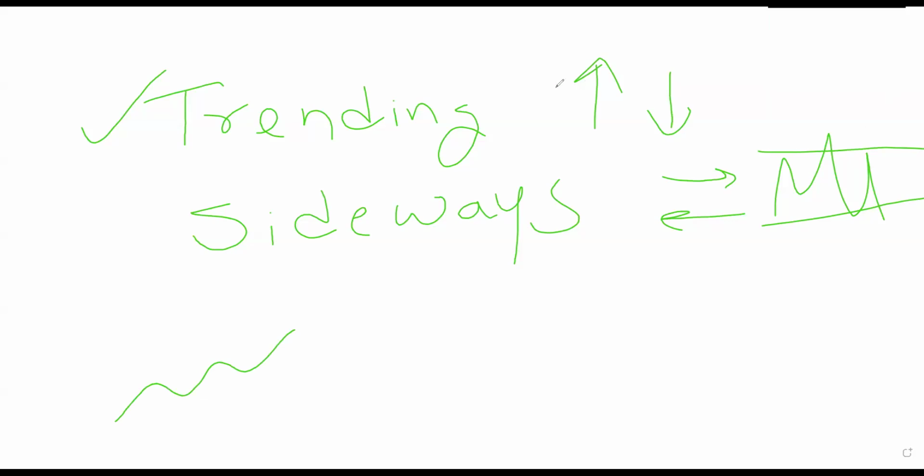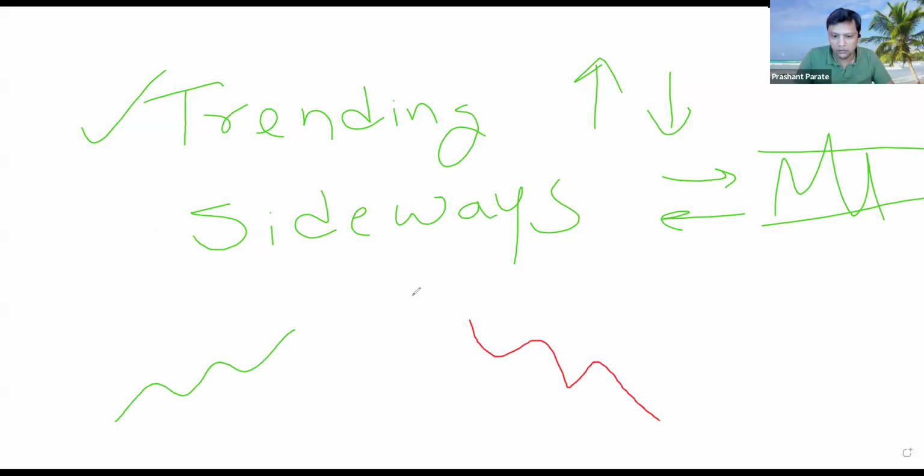If it is uptrend, then ride the uptrend. If it is downtrend, then take a short position. Okay. So if it is downtrend, take a short position. If it is uptrend, take a long position. But if it is trending upwards, which type of trades are preferable?